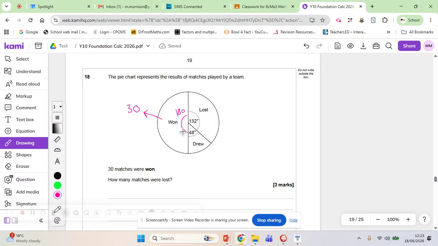So that means that we know that this section's worth 30, so we know that the whole circle has to be 30 times by 2, which gives us 60. And what we're trying to do is work out how many have lost, so we're trying to work out in this bit. Now the fraction of people that are lost is 132 over 360. So I just need to multiply that by the total amount, which is 60.